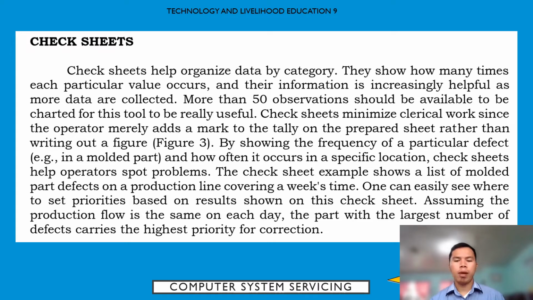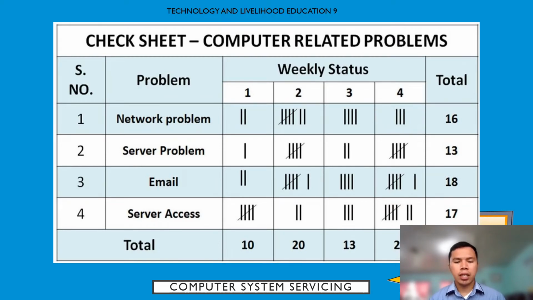By showing the frequency of a particular defect and how often it occurs in a specific location, check sheets help operators spot problems. The check sheet example shows a list of molded part defects on a production line covering weeks' time. One can easily see where to prioritize based on the result shown on the check sheet. Assuming the production flow is the same on each day, the part with the largest number of defects carries the highest priority for correction. Ito po ay isang example ng check sheets.